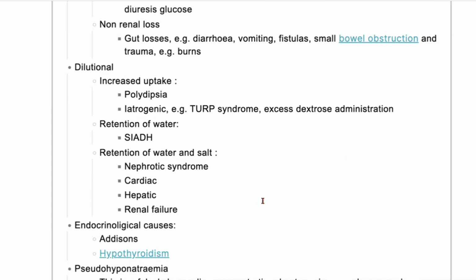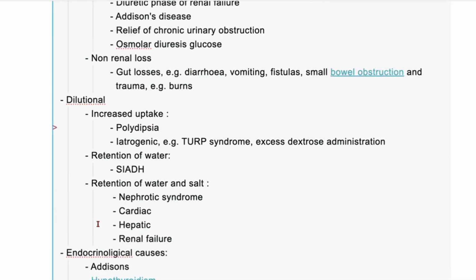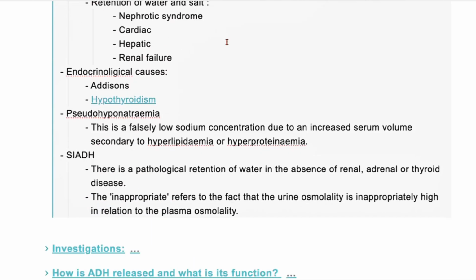All right. Endocrinological, go on. SIADH would be euvolemic, wouldn't it, as well? It's 100% euvolemic. It's not hypovolemic, right? No. Or hypervolemic. It's euvolemic. All right. That's it. So these are basically the causes.